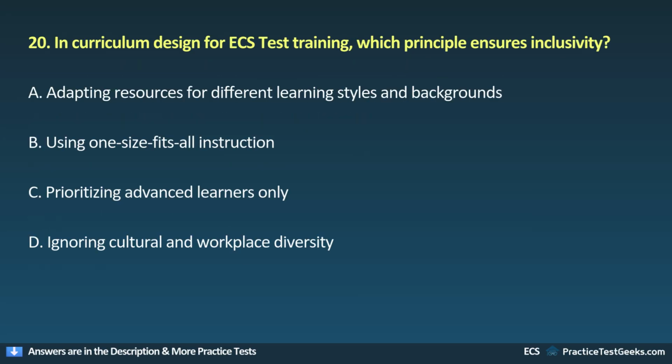20. In curriculum design for ECS test training, which principle ensures inclusivity? A. Adapting resources for different learning styles and backgrounds. B. Using one-size-fits-all instruction. C. Prioritizing advanced learners only. D. Ignoring cultural and workplace diversity.